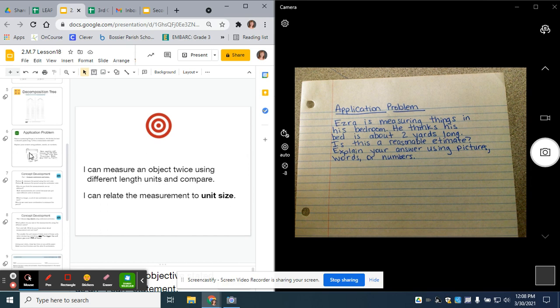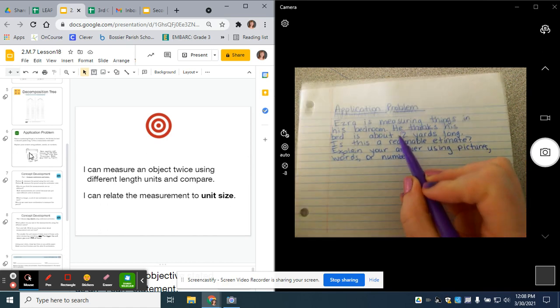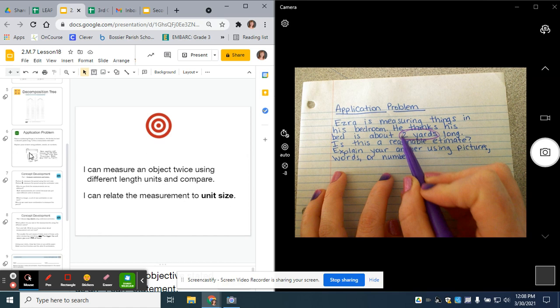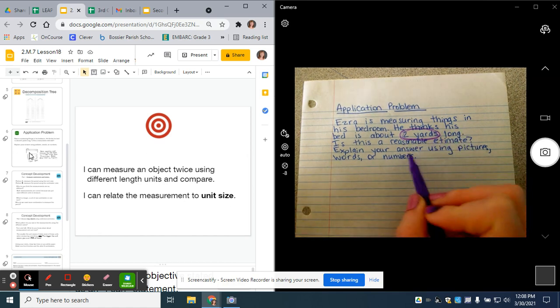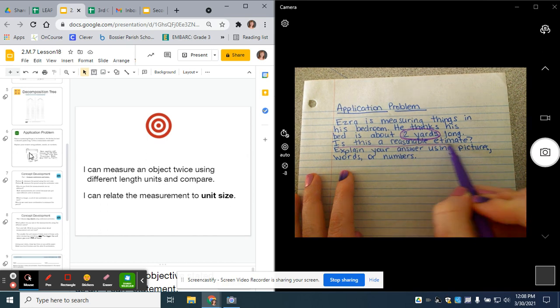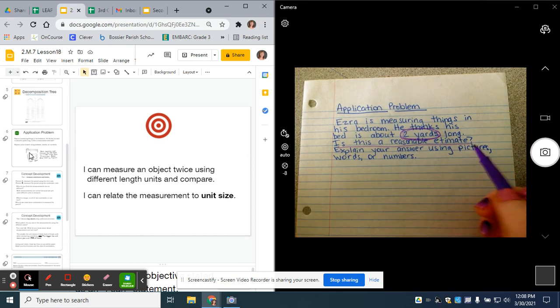All right, so we're going to read again. Ezra is measuring things in his bedroom. He thinks his bed is about 2 yards long. I'm going to circle 2 yards. That's a measurement I'm going to have to come back to. Is this a reasonable estimate? So there's a question. Explain your answer using pictures, words, or numbers.